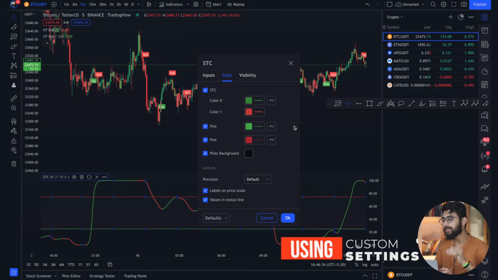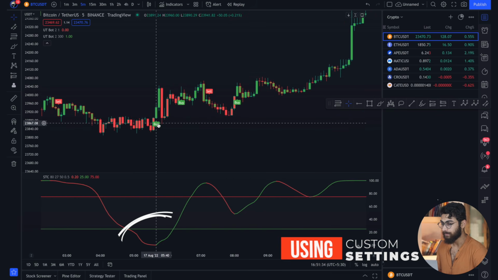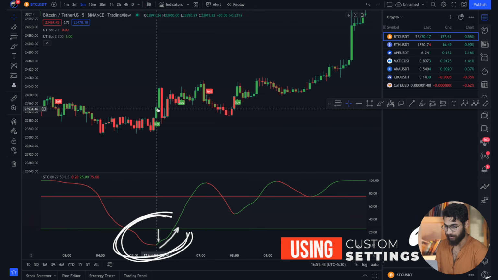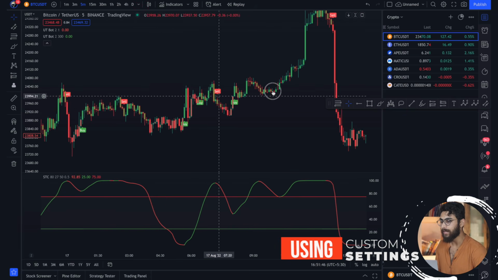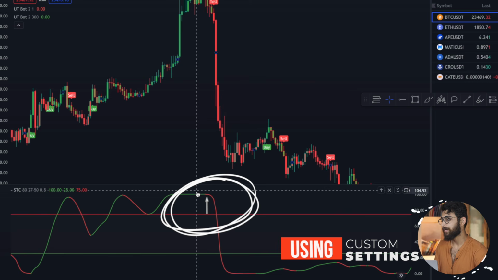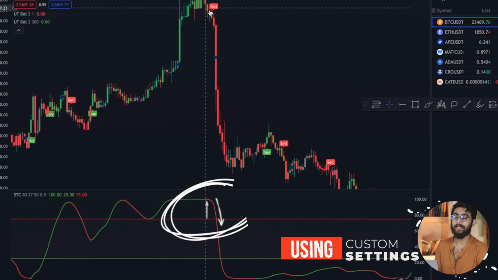Now we are going to use this indicator to confirm our entry. That is, the simple rule is after we get a buy signal like this, the line should be below the green line, like over here, and it should be moving upward, and only then we take a buy trade. In the same way, after we get a sell signal like over here, this line should be above the red line and moving downwards like this, and only then we take a sell trade.